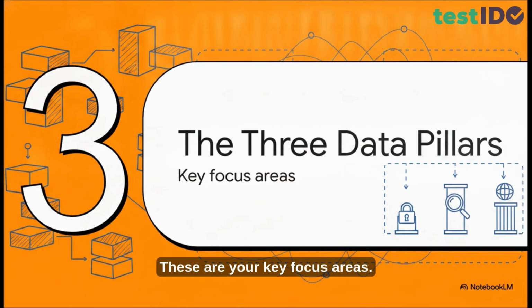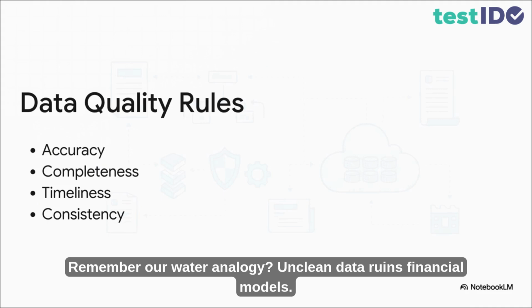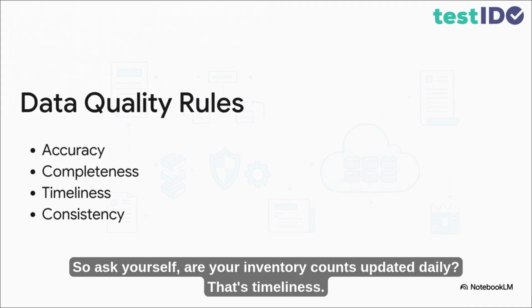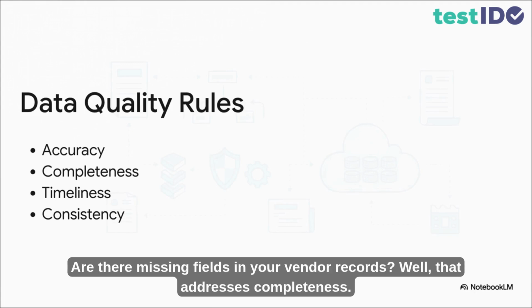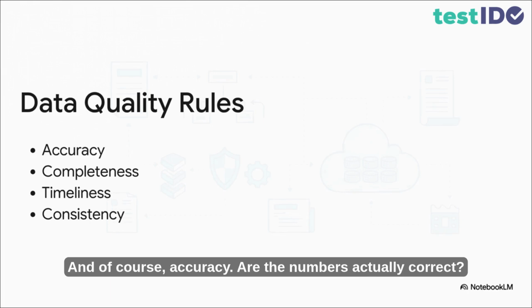Okay, let's jump into Section 3, the big three data pillars. These are your key focus areas. Now for Section F of the exam, this right here is prime testing territory. Our first pillar is data quality. Remember our water analogy? Unclean data ruins financial models. So ask yourself, are your inventory counts updated daily? That's timeliness. Are there missing fields in your vendor records? Well, that addresses completeness. Is product revenue categorized the exact same way globally across the whole company? That's consistency. And of course, accuracy. Are the numbers actually correct?